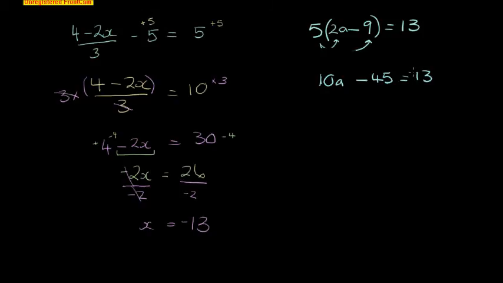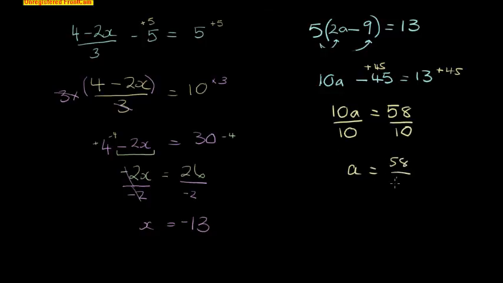Now we can go through and do our inverse operations the same as we would have done to any other equation. So the opposite of minusing 45 is adding 45. So we're going to add 45 to this side, add 45 to this side, leaving us with 10a is equal to, now 13 plus 45 is 58. So the next step we've got to do is we've got 10 times a is equal to 58. So we're going to divide by 10, divide by 10. So a is equal to 58 divided by 10.